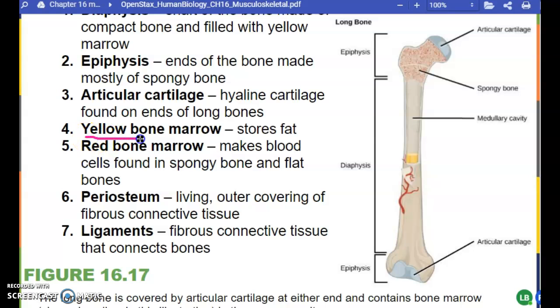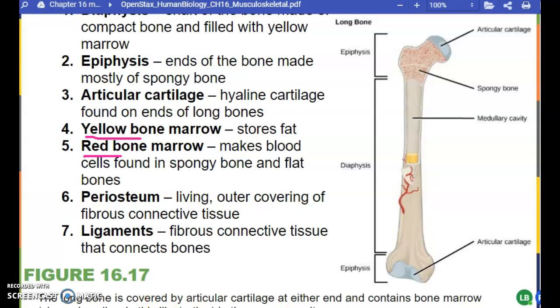We have two different kinds. We have yellow bone marrow and red bone marrow. Yellow bone marrow is primarily for storing fat. Red bone marrow is all about making those blood cells. This is found in spongy bone. So that's where most of the blood cells are made. And then the periosteum, the living outer covering of fibrous connective tissue.